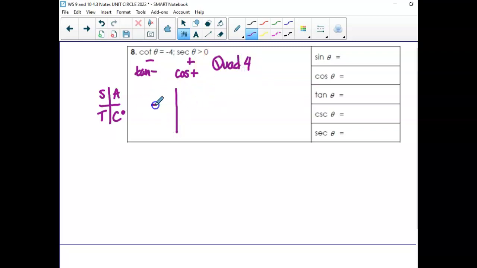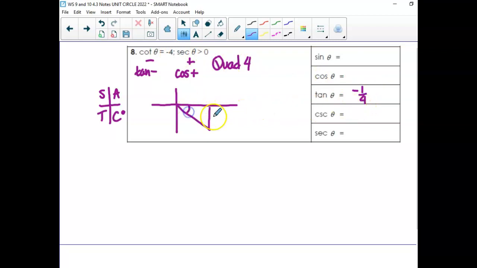And then when we draw the triangle in quadrant 4, it looks like this. How would we label this? They gave us cotangent is -4. What does that mean? Can you tell me tangent at least? Flip it over and you'd get -1/4. Everybody okay with where I got that number? If cotangent was -4, the reciprocal is tangent is -1/4.